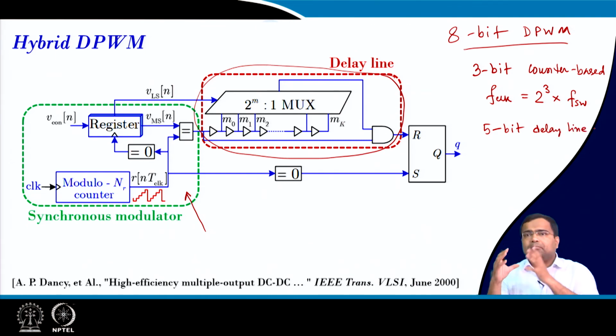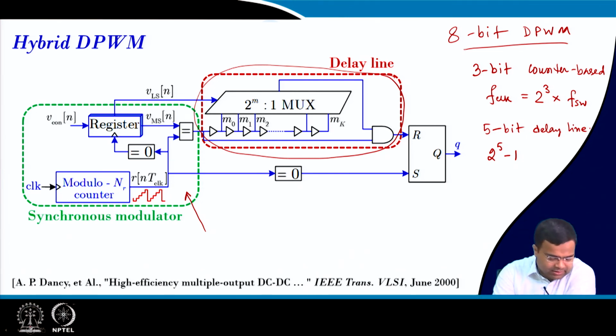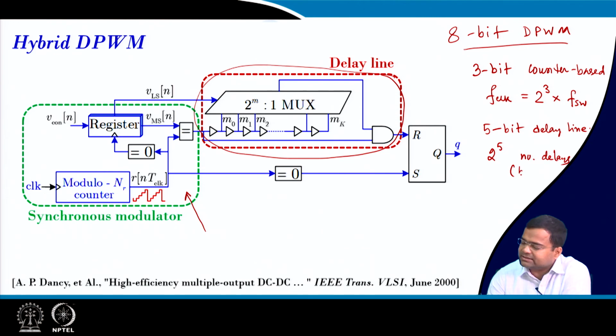Then how many mux inputs will be needed? It will be 2 to the power 5 minus 1, or here it will be 2 to the power 5. And how many buffers or delay elements? For a 5-bit delay line you need almost the same number, basically these are the buffers. So, by that way you can improve the linearity issue, because you are not using too many delay elements.